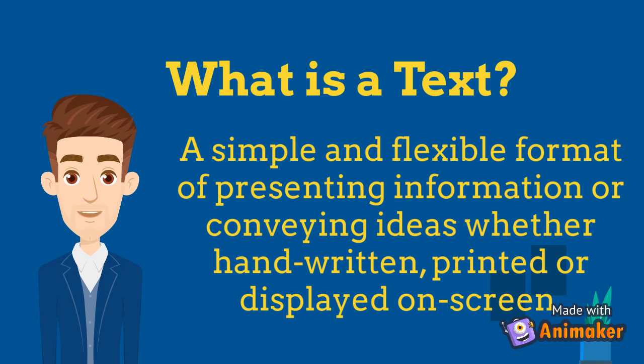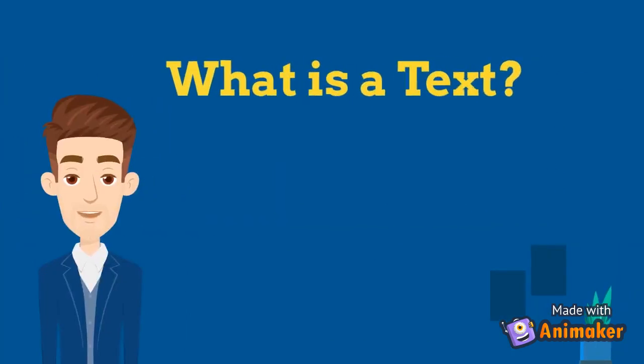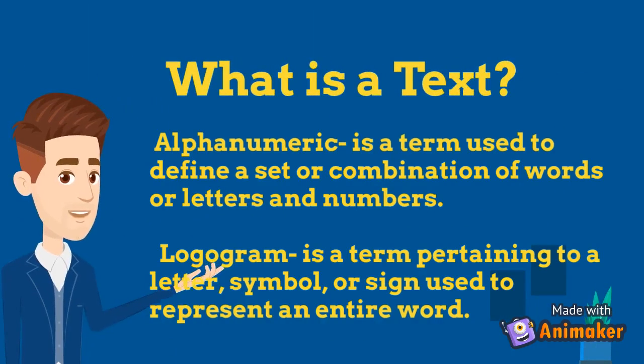In the discussion of text information and media, we need first to define the meaning of a text. According to the Media and Information Teaching Guide of the Commission on Higher Education, text is a simple and flexible format of presenting information or conveying ideas, whether handwritten, printed, or displayed on screen, and any human-readable sequence of characters that can form intelligible words. Text can be alphanumeric or logograms. Alphanumeric is a term used to define a set or combination of words, or letters, and numbers, while logogram is a term pertaining to a letter, symbol, or sign used to represent an entire word.